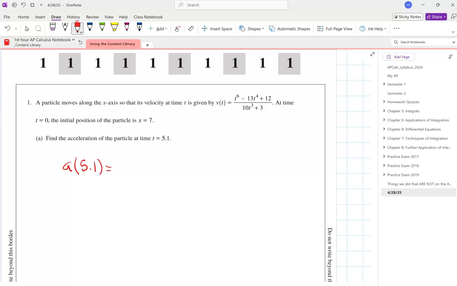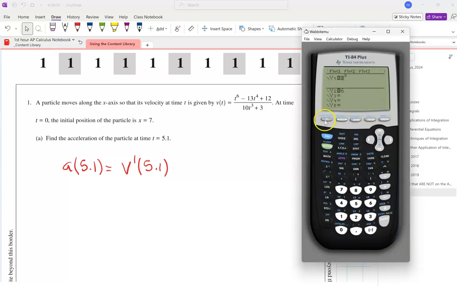So the acceleration at time 5.1 is just the derivative of velocity evaluated at 5.1. And this is as much as I'm writing down other than my final answer, because the rest of this is all getting done in the calculator. So I would go into the y equals, and I would type in my function as it looks on my sheet of paper for the velocity.